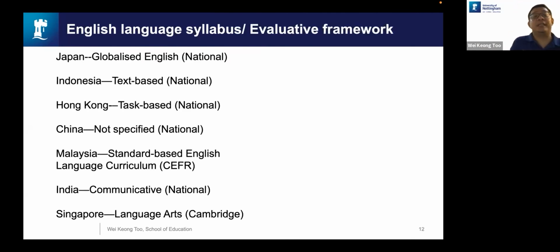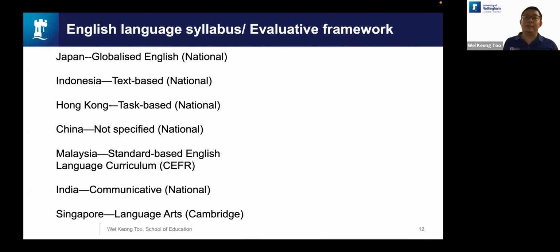Now, in terms of the English language syllabus as well as the evaluative framework, Japan looks at globalized English, okay? Their evaluative framework is developed nationally. Indonesia uses text-based, and the framework is also nationally developed. Hong Kong is task-based, developed by a group of committee, and they work very closely with international partners to benchmark their standard.